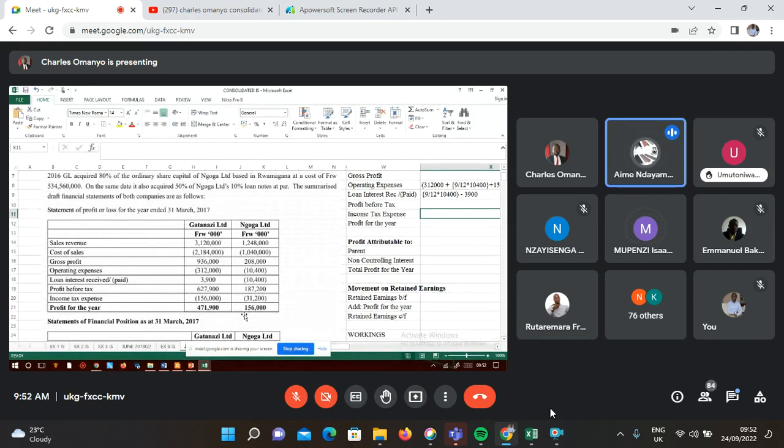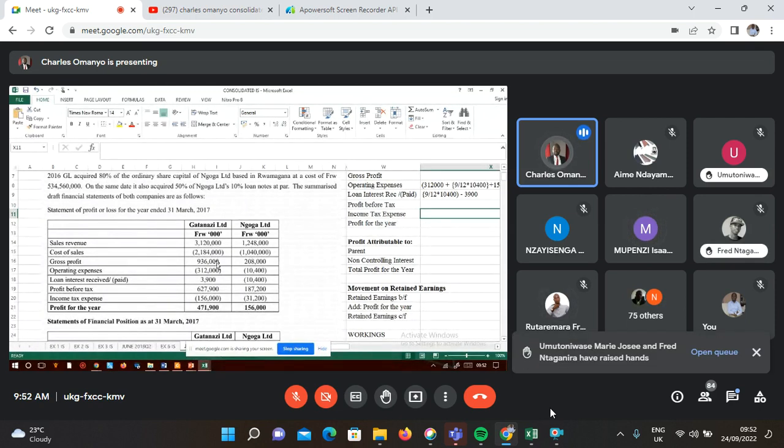Logic nuko expenses ziruta income. No, bikaguma biri expense. Now, I've understood you, but all costs, expenses are costs. All costs are normally deducted.